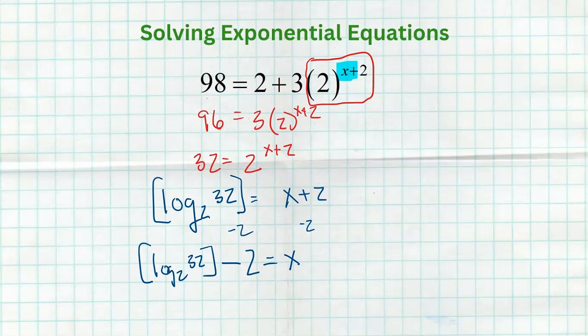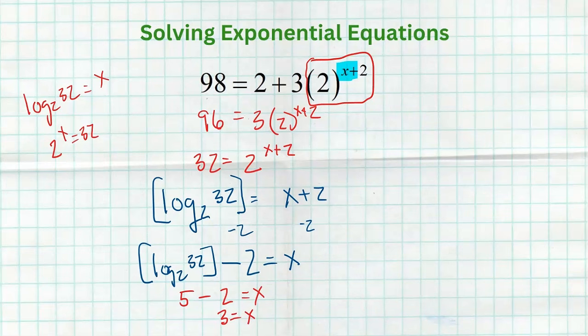Now, in some problems, you could simplify further because log base 2 of 32 is something that you guys should know. Log base 2 of 32. If I said, I don't know what that is, we'll call it x. So 2 raised to the x is 32, and I hope everybody knows that that is 5. So log base 2 of 32 is 5. 5 minus 2 is 3. So our final answer for x is 3.